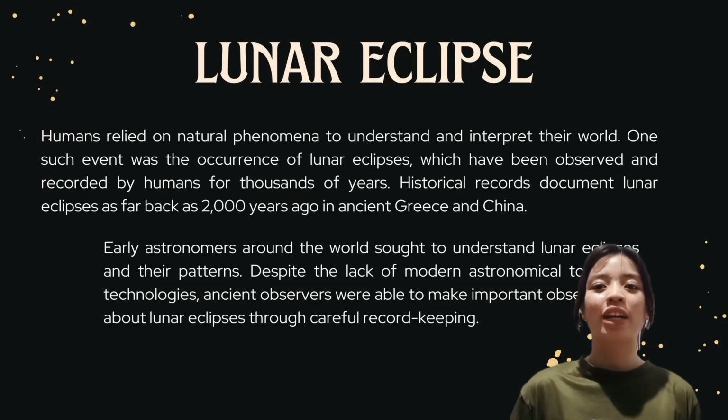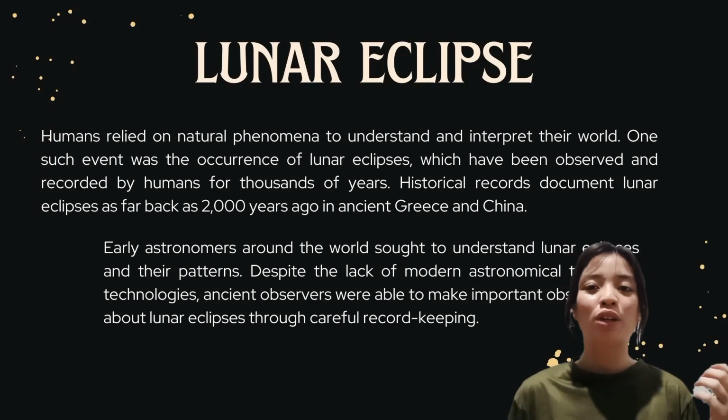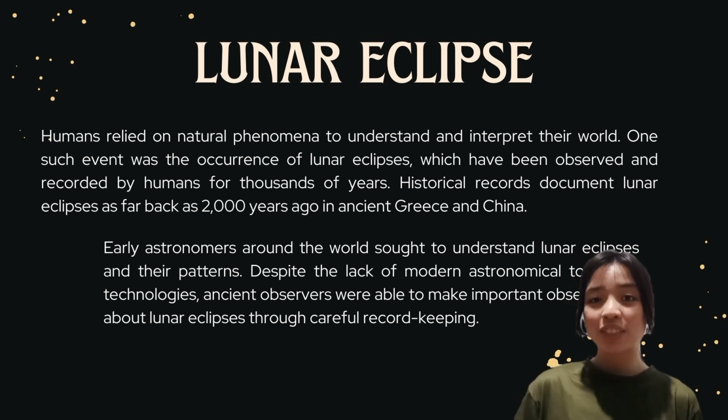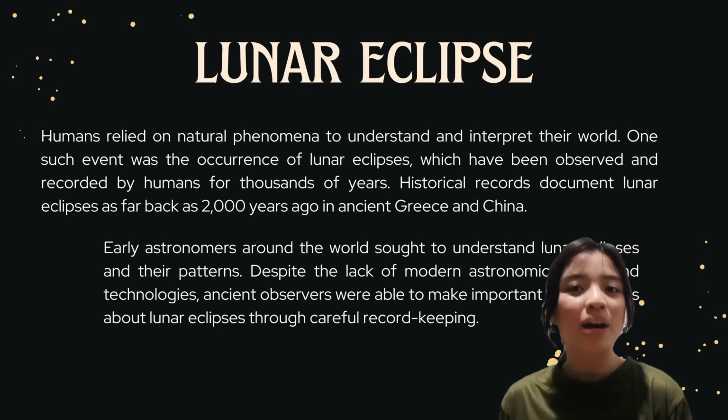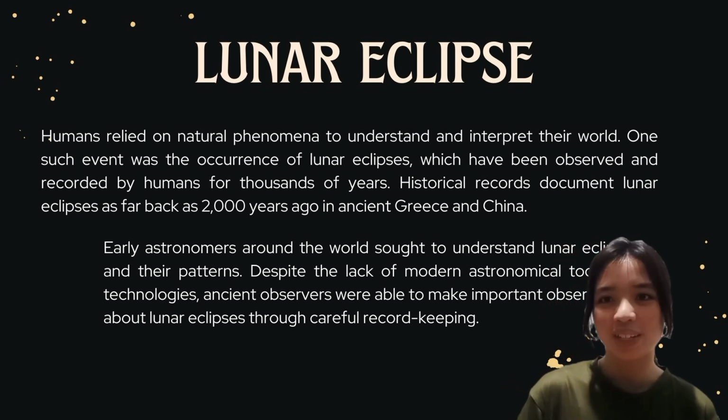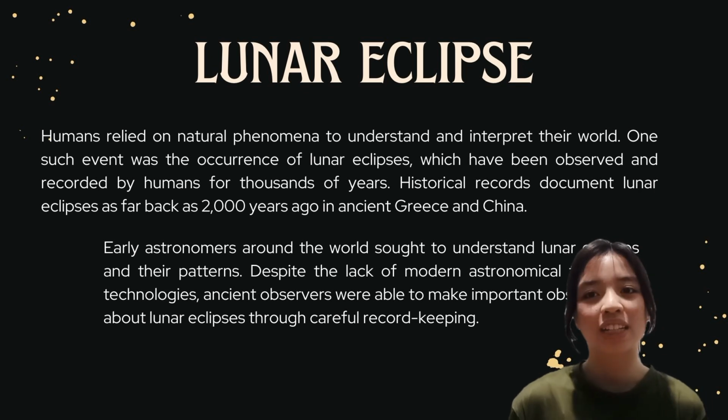As you can see, historical records indicate that humans have been observing lunar eclipses for thousands of years, with some of the earliest recorded observations dating back to ancient civilizations such as the Babylonians, Chinese, and Greeks. Now, how does a lunar eclipse work?